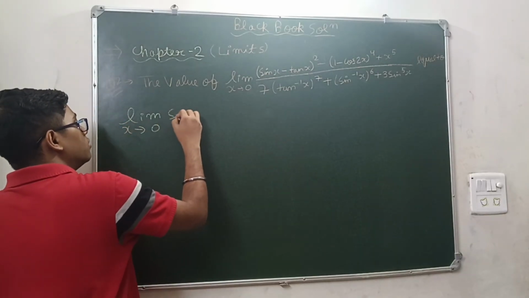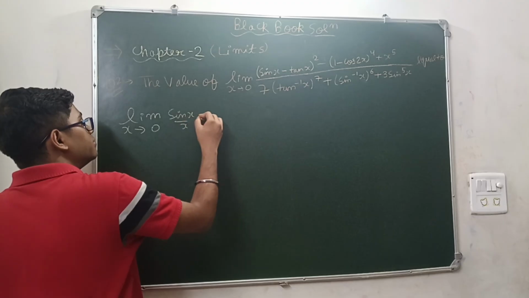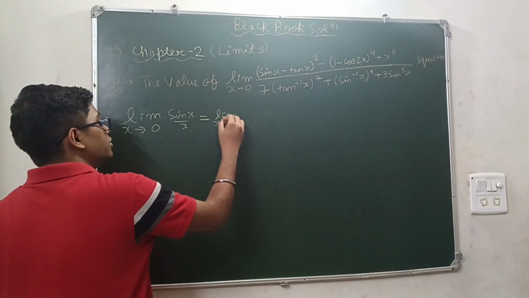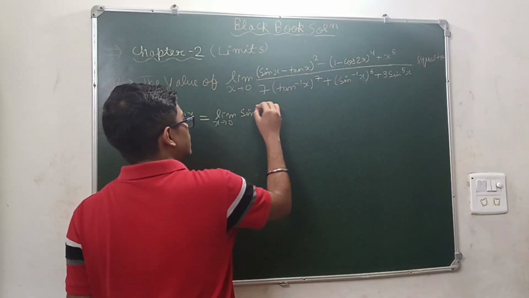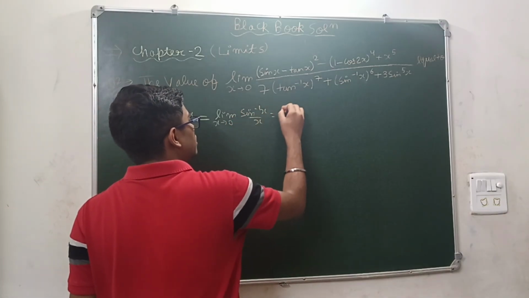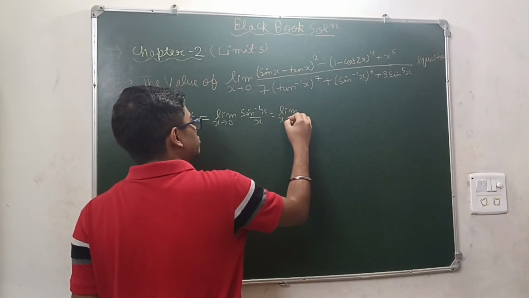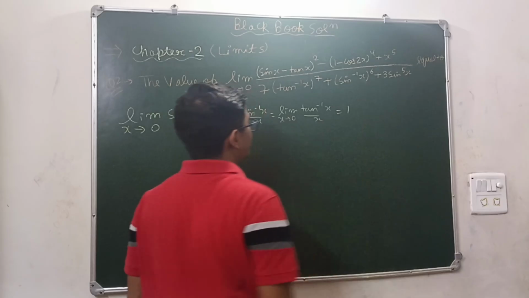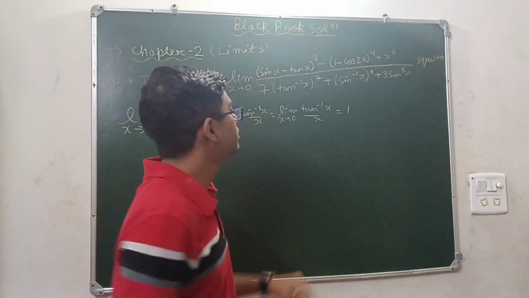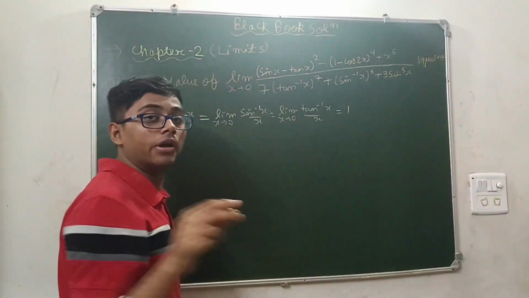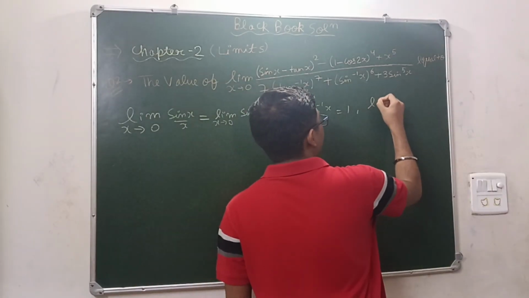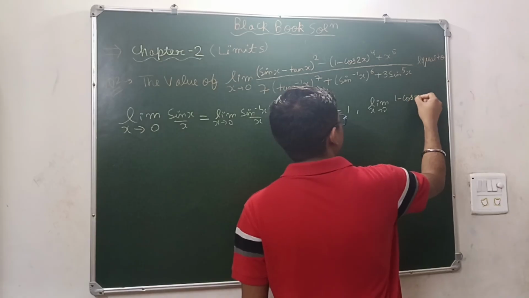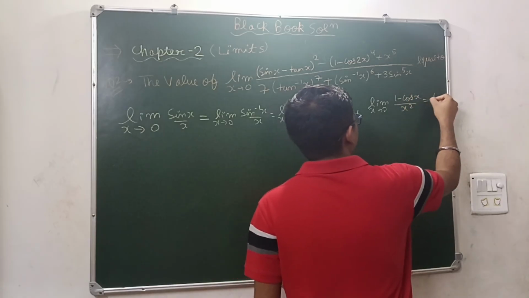Limit x tends to 0 sin x by x is equal to limit x tends to 0 sin inverse x by x is equal to limit x tends to 0 tan inverse x by x is equal to 1. These all limits are 1. Okay. And one more standard limit result which you need to remember is limit x tends to 0 (1 minus cos x) by x square, it is 1 by 2.